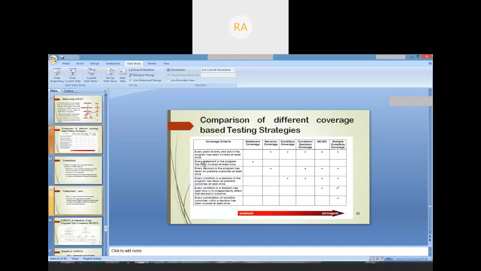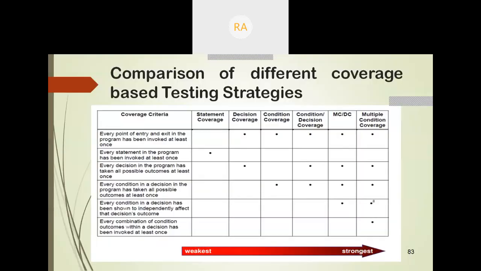Okay, and in this particular slide they are comparing the various coverage methods by taking up different criteria. We have gone through statement coverage, decision coverage, condition coverage, then condition by decision coverage, modified condition by decision coverage. Multiple condition coverage, we have not done it. Okay, you need not worry. Just focus on statement coverage, branch coverage, decision coverage, condition coverage, MCDC coverage. Okay, these things should be known by you.